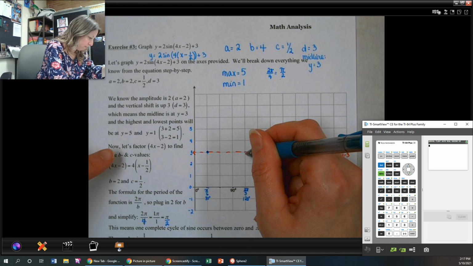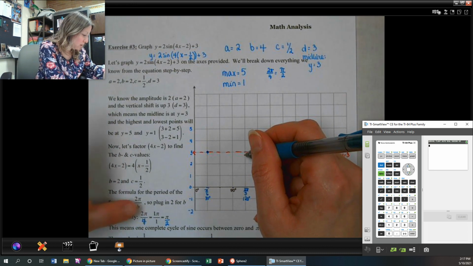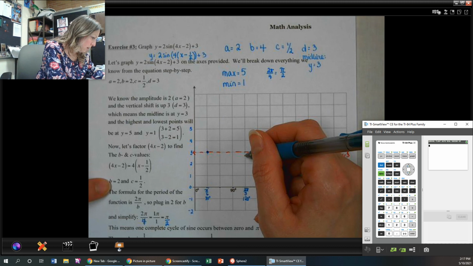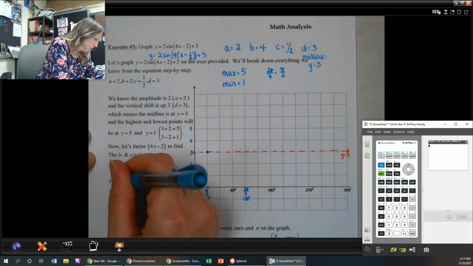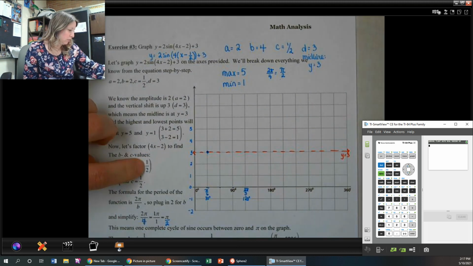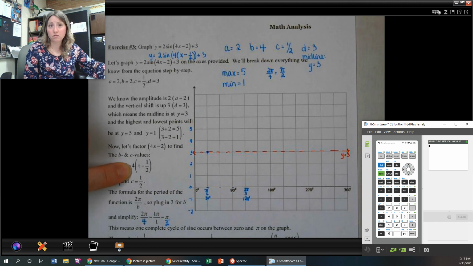Right? I just need to recheck my frequency. I don't know why that has a b value of 2. It's 4, because we had to pull a 4 out. Leaves us with 1/2. I mean, you can see it right there. So there it is.